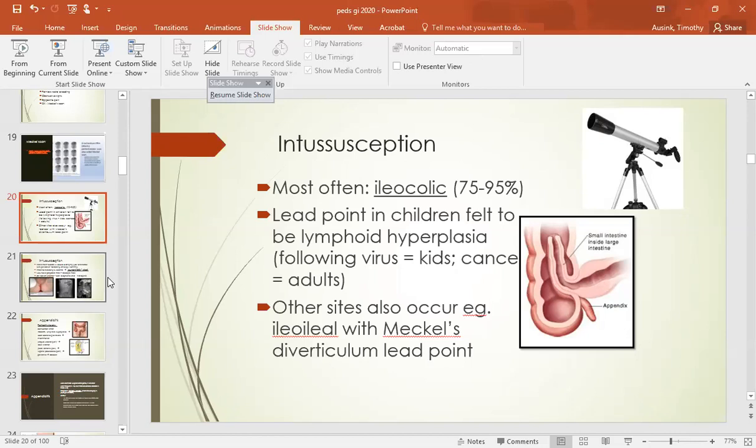Okay? And then that's a problem because as it's telescoping, it chokes off the blood supply to this portion of bowel. This portion of bowel then starts to die, and here's your rectum. This starts to die, causes this tissue to slough, which is bloody and mucoid, and is going to produce currant jelly stool. Okay? That's an intussusception.